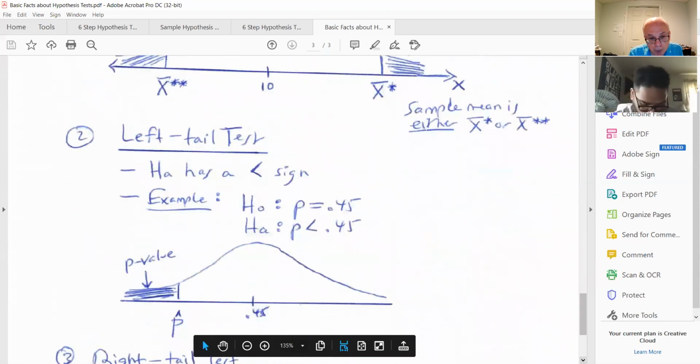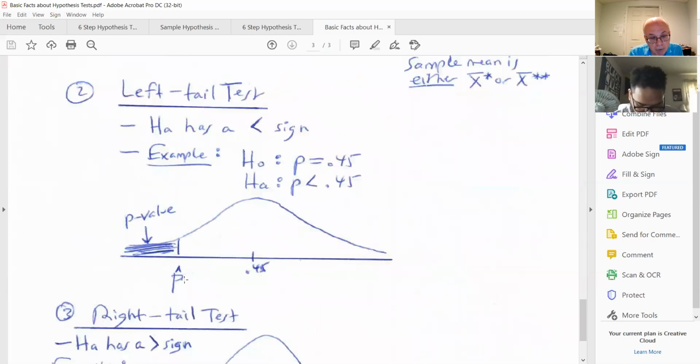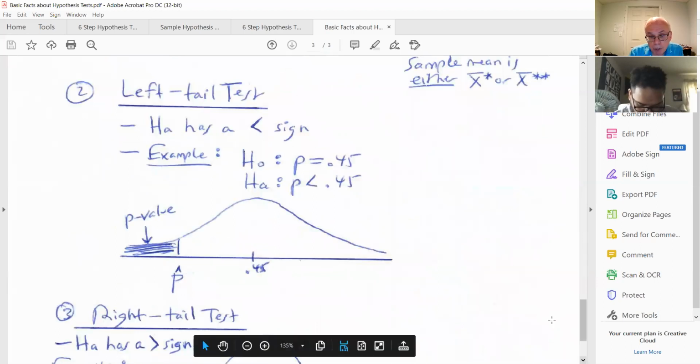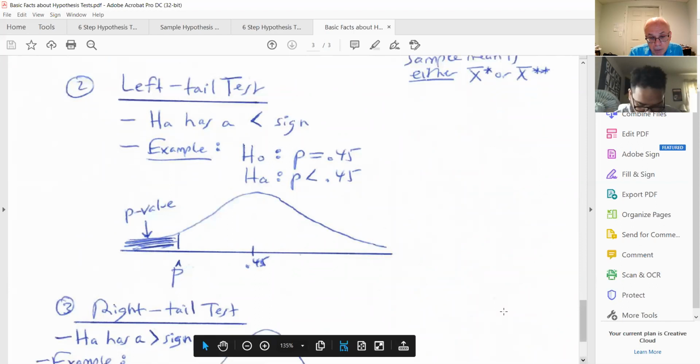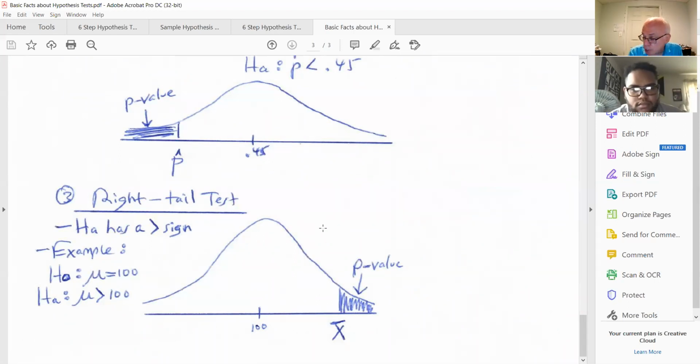Right? Left tail test, the alternative hypothesis has less than. So you're going to find the area to the left of the sample proportion in this case. And then the right tail test is going to be greater than symbol as the alternative hypothesis, and therefore you're going to find the area to the right of the sample statistic. All right. Again, I'll show you the steps of doing this.